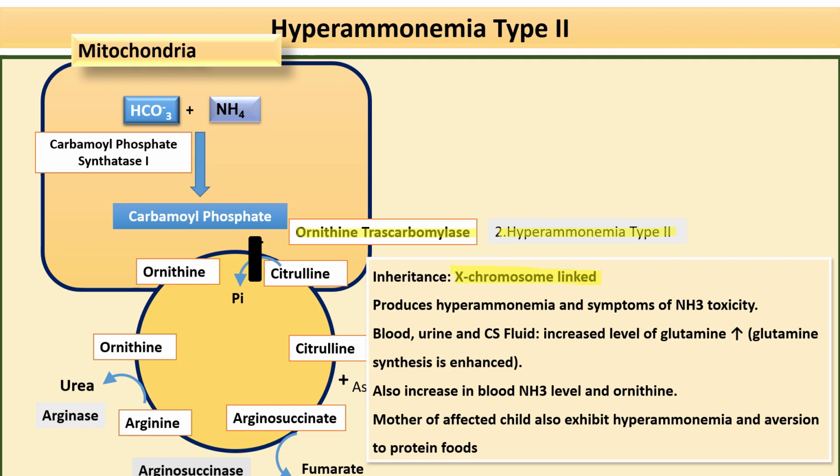This disorder is X chromosome linked, and here again there is a production of ammonia, called hyperammonemia, responsible for symptoms of ammonia toxicity. And here you can find that in blood, serum and CSF there is an increased level of glutamine. The ammonia will combine with glutamate and form glutamine, because there is an increase in glutamine synthesis, and that elevated glutamine is found in blood, urine and CSF. It also increases the blood ammonia level and ornithine level.